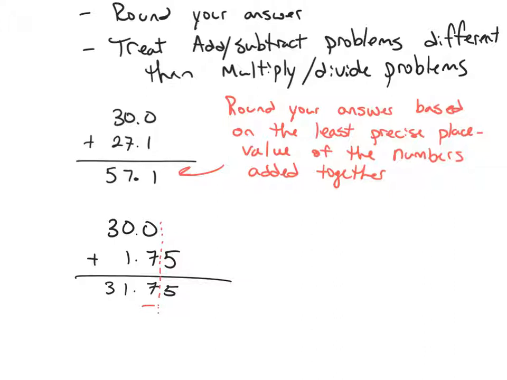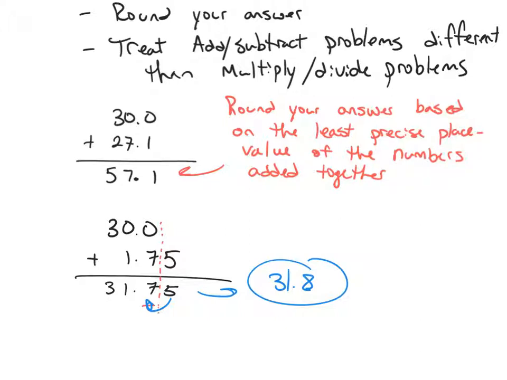I'm going to round it based on the normal rounding rules. If the 7 is followed by a 5 or higher, it rounds up, and if it's followed by a 4 or lower, it stays the same. So I round my answer to 31.8 because the 5 rounds the 7 up to an 8. And then you drop all place values after that. This is my final answer, 31.8. So in summary, when you add numbers of differing place values, you round based on the least precise place value of the numbers added together.